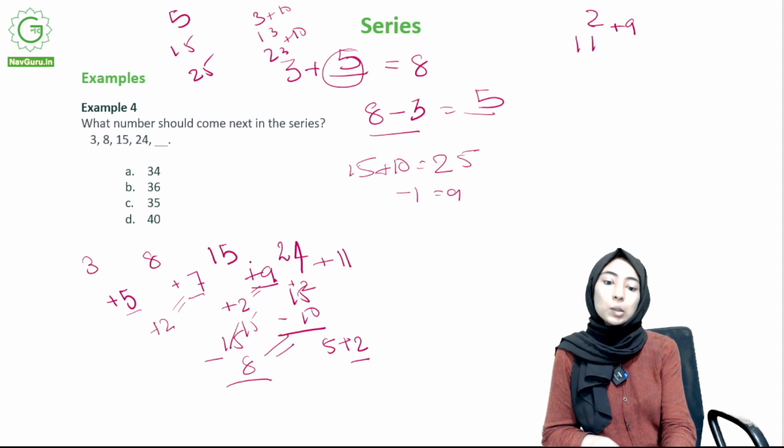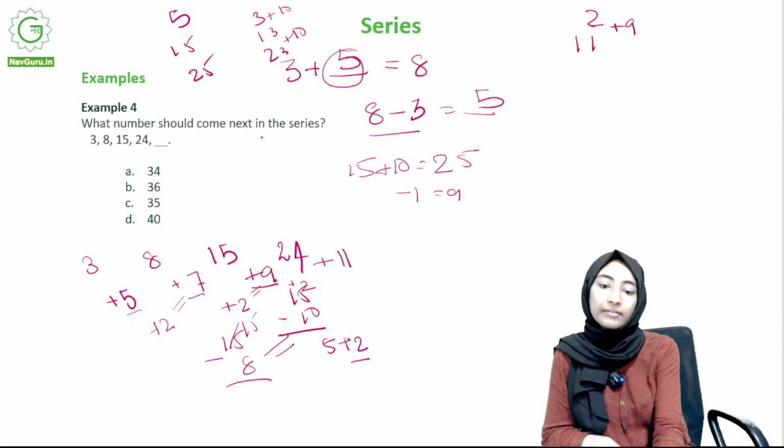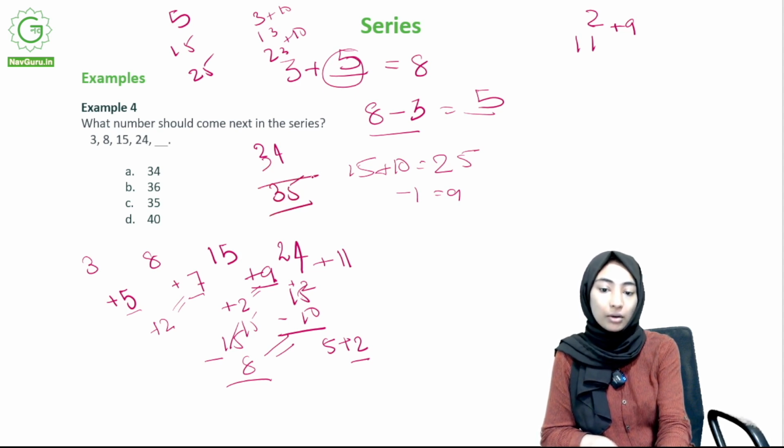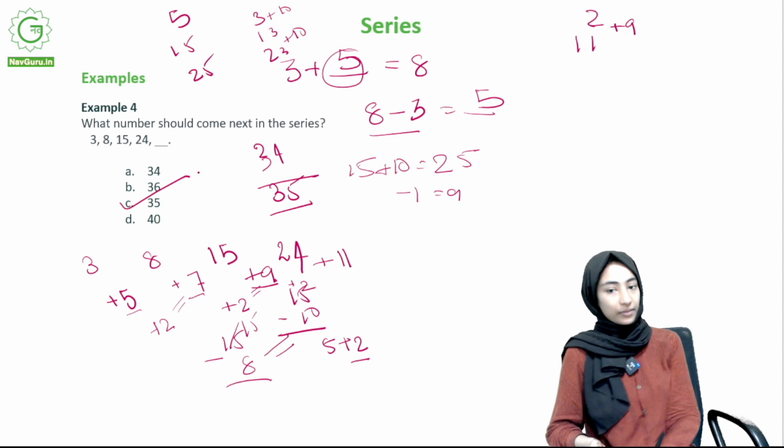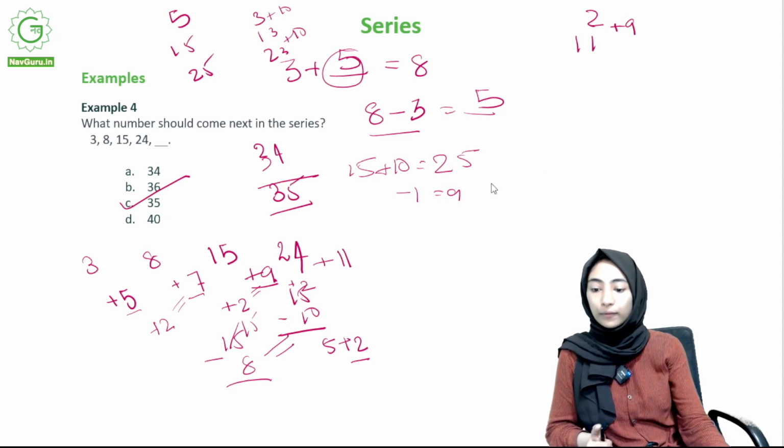Okay. So try doing 24 plus 11. What does it give you? Again, just do 24 plus 10. It is 34. 34 plus 1 is 35. That's how you do calculations fast. 35 is the answer. Okay, moving on.